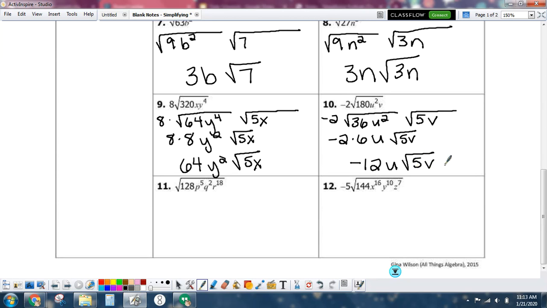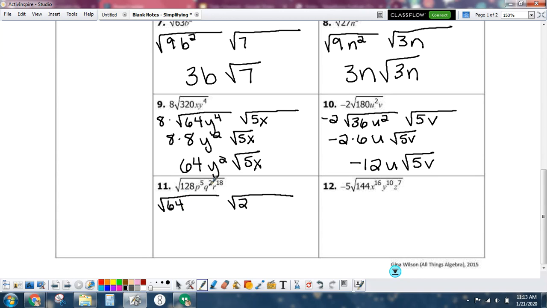All right, so number 11, same idea. Just a lot more numbers underneath there. So I've got the square roots and the square root. So 128 is not a perfect square, but if you test them out, you can find that 64 times 2 will get you 128. So 64 times 2.